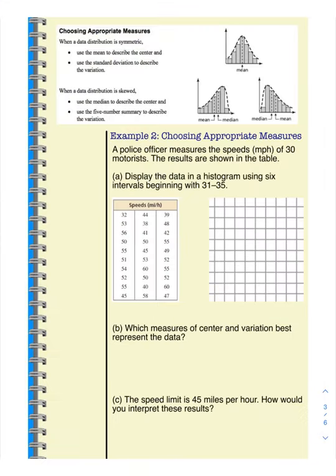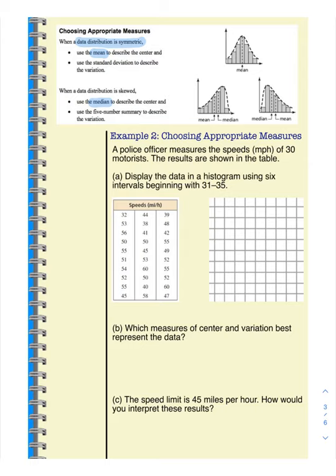In example 2, we're going to look at how to choose appropriate measures of center. So if the data distribution is symmetric, then you can use the mean to describe the center and the standard deviation to describe the variation. We're going to focus more on describing the center for now. When the data distribution is skewed, the median, the middle number, is going to be a better description of where the center of that data is.